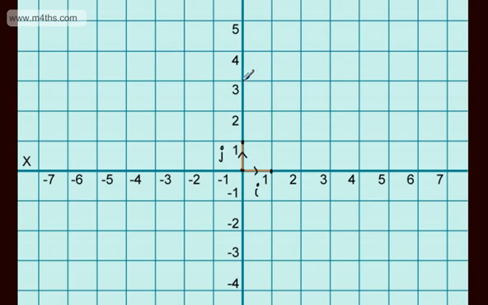So this point right here would be 3j. This point right here is going to now be 4i. This one over here is going to be minus 3i. This one down here is going to be minus 4j.